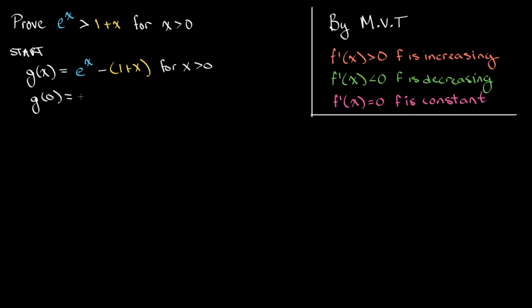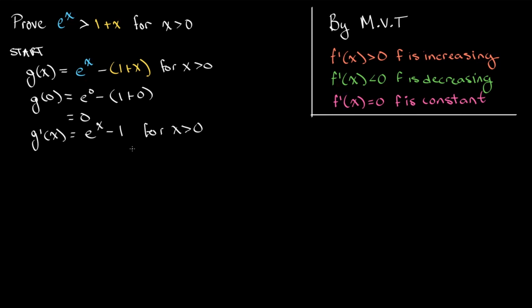So g of 0, let's start with that. That is going to be e to the 0 minus 1 plus 0, and this just comes out to 1 minus 1, and that is 0. And then I said we're going to look at the derivative. So we're going to take the derivative of g. And we find that to be e to the x minus the derivative of negative 1 is 0. And then we have minus x, and the derivative of that is negative 1. So this is minus 1. And now, again, we're looking at x greater than 0.